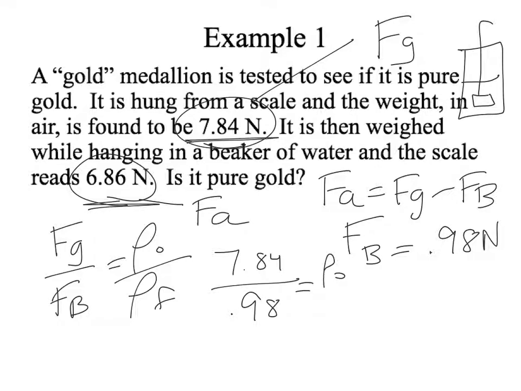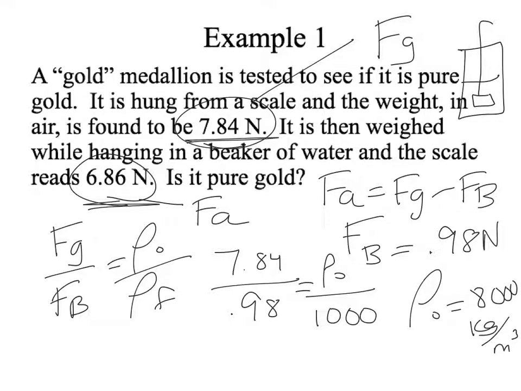We don't know the density of the object, but the density of the fluid is just plain old fresh water at 1,000 kilograms per cubic meter, and I won't write those units because I'm running out of room, but make sure that you're paying close attention to those units. We get 8,000 kilograms per cubic meter when we do that. So this cannot be gold. Maybe it's an alloy of gold or something, but gold is 19,300.